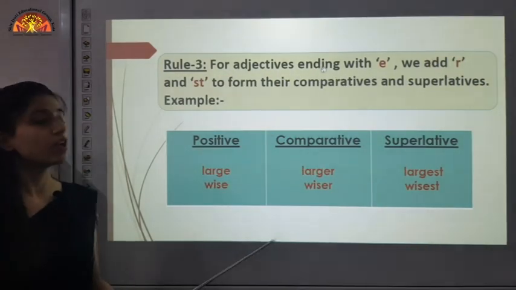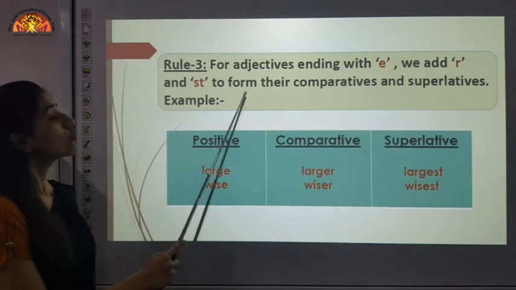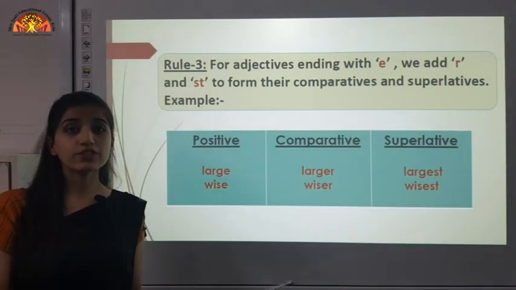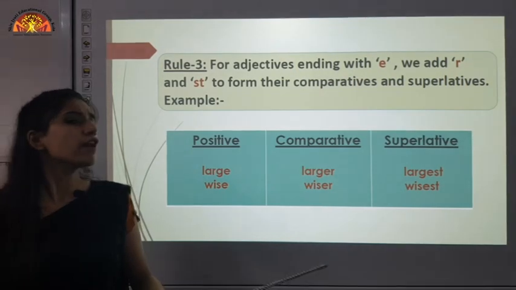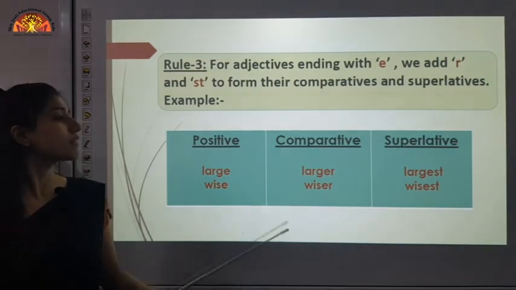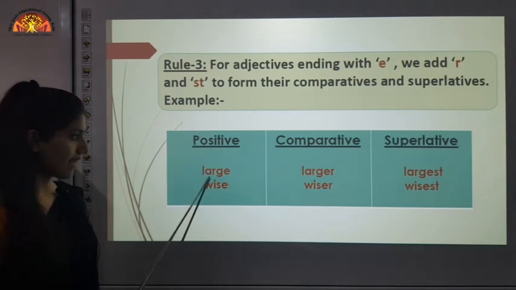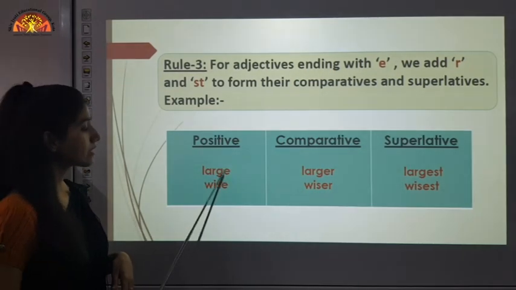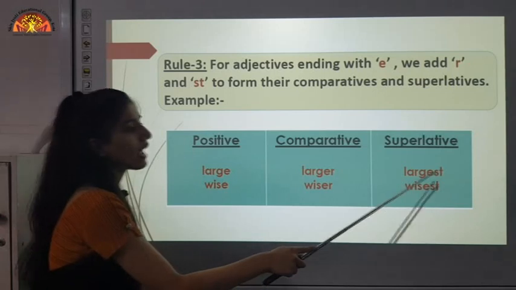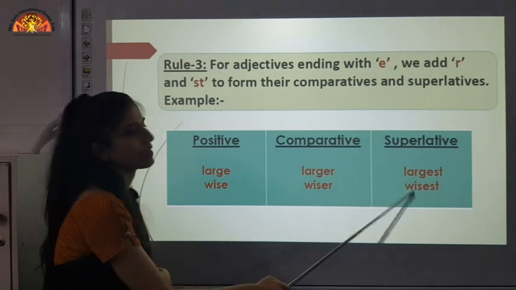Coming to the third rule, for adjectives ending with E, we add R and ST to form their comparatives and superlatives. So for the adjectives that end with E, we just need to add R and ST at the end to form the comparative and superlative degree. You can see the word large, that is an adjective, and it's ending with E. So we just added R in the comparative and ST in the superlative. So wise, wiser and wisest.